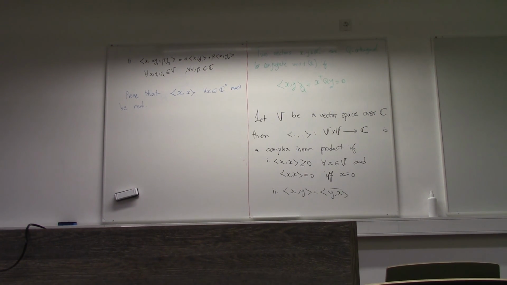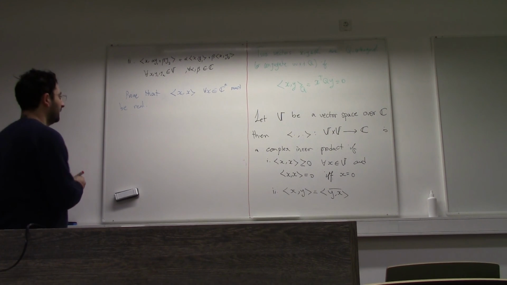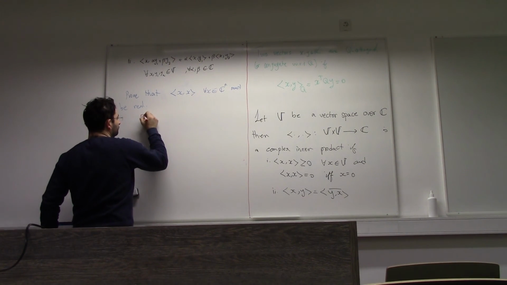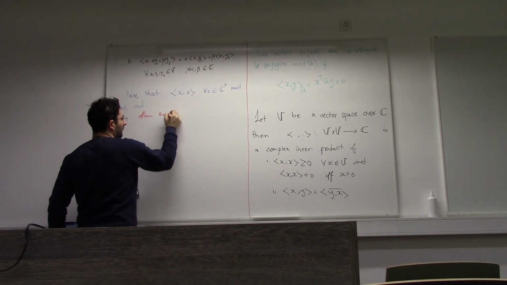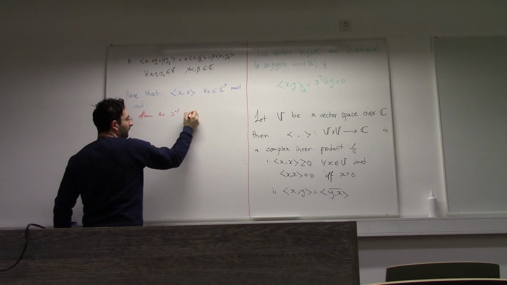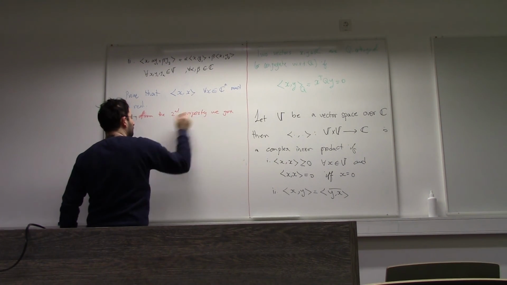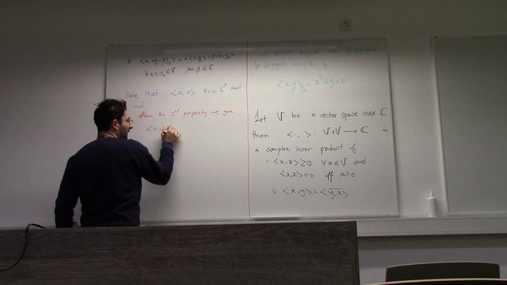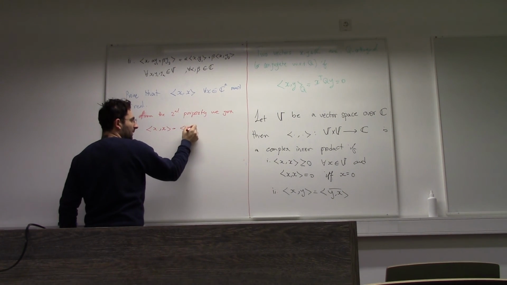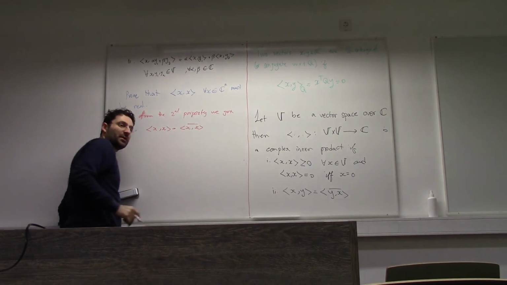As usual, the proof is already on the board. From the second property, we get the inner product of x and x. I switch them, and it should be the same as the conjugate of the inner product of x and x.